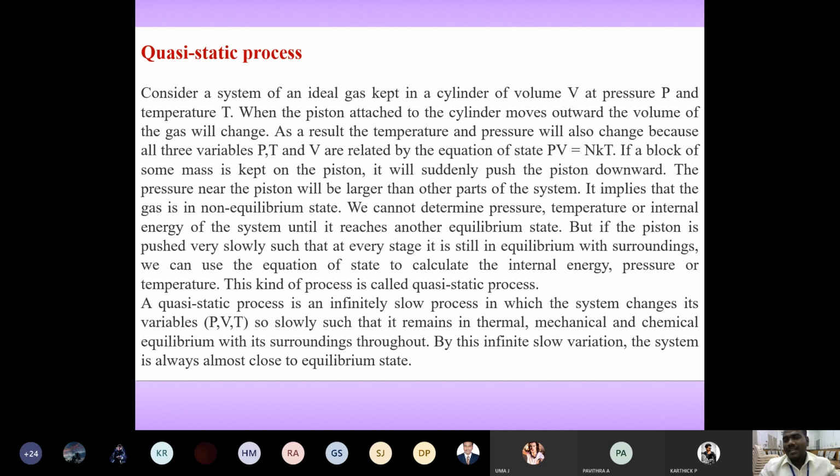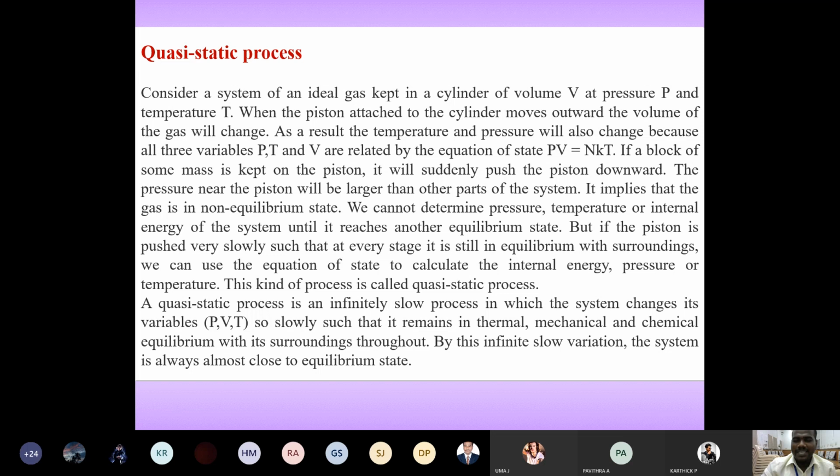If you add weight immediately to the system, it is a non-equilibrium state, right? If you add a minute mass, an infinitesimal mass, then that can give you the system in an equilibrium state. We will see the example in the next slide. So we can use the equation of state to calculate the internal energy, pressure, and temperature. In this equilibrium condition, this kind of process is called a quasi-static process.